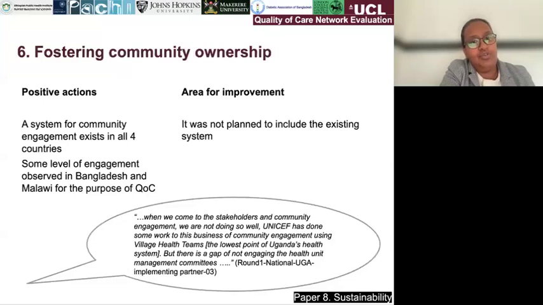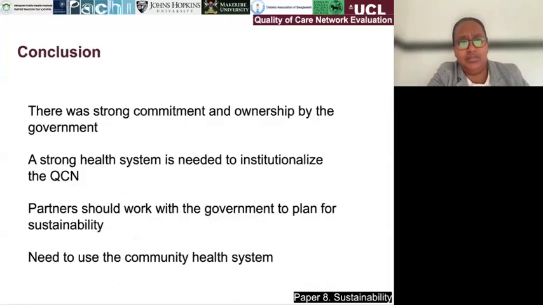The last part is fostering community ownership. There is a system for community engagement in all 4 countries, and we have also seen some level of engagement in Bangladesh and Malawi for the purpose of quality of care. However, from the outset, the community health system was not part of the structure in the QCN activities. Next slide, please.